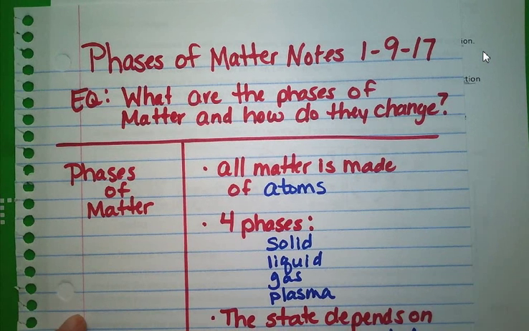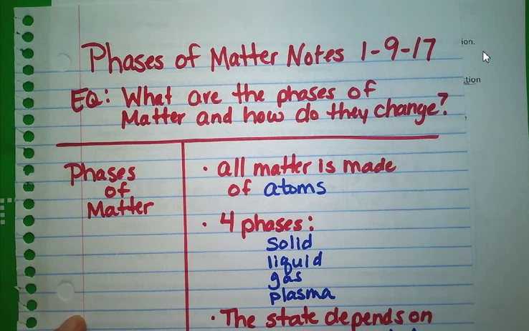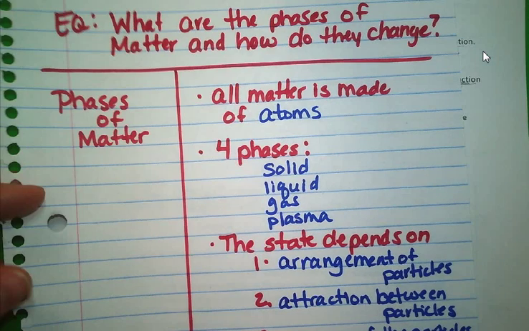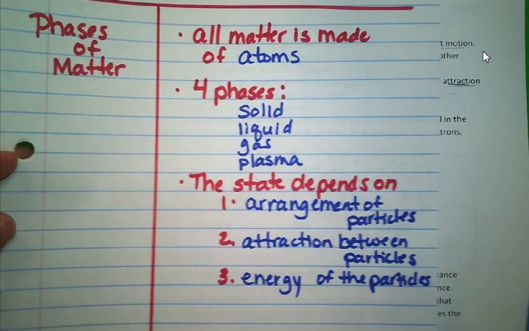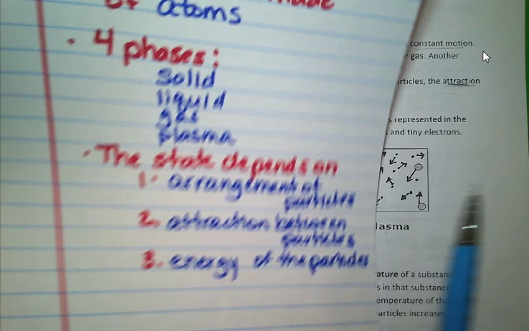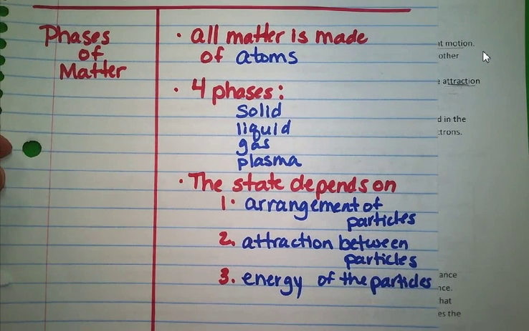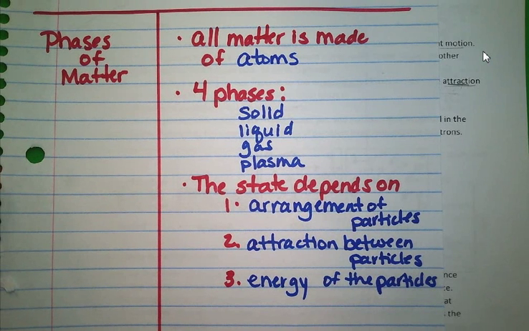And then we took the topic, Phases of Matter, which we just read, and then we did some important things. All matter is made of atoms, okay? 4 phases, solid, liquid, gas, plasma. And then we looked at the state depends on 3 things, and those 3 things came directly from your reading. We underlined them in your reading. They depend on the arrangement of the particles, the attraction between the particles, and the energy of the particles. So that was the information from the first part of the reading, and we discussed in class. So you can pause this and get those, and then we'll move on to the next section.